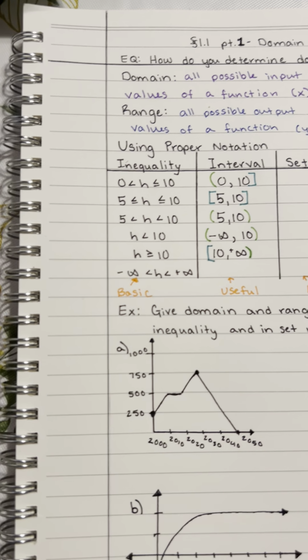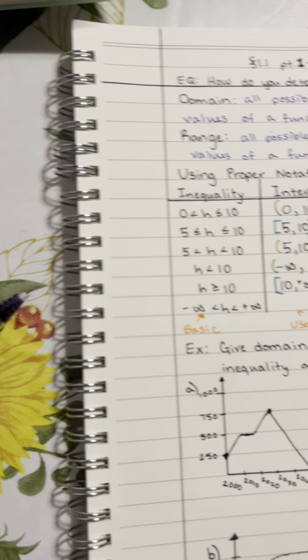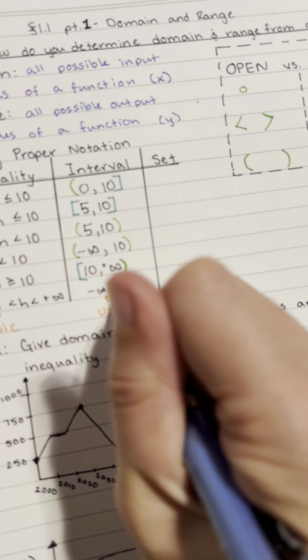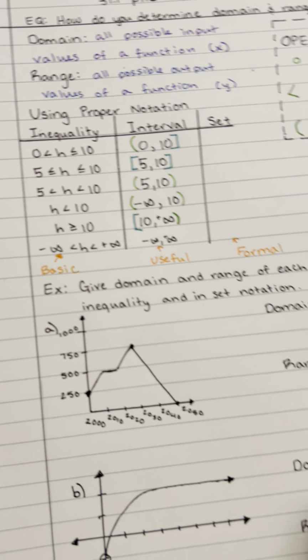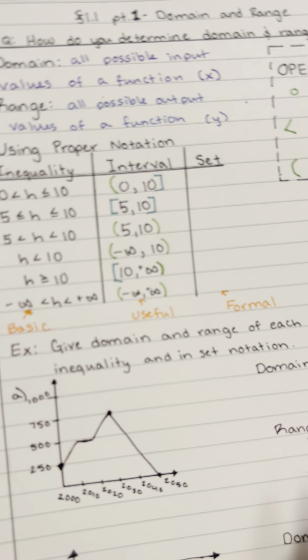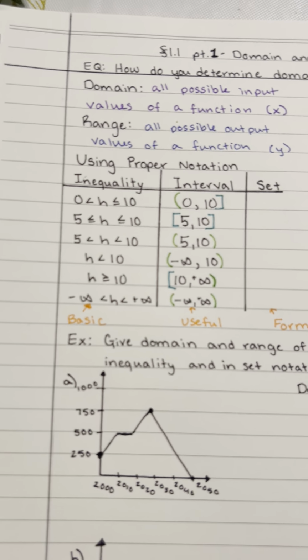Finally, we have from negative infinity to infinity. Negative infinity to infinity, we just write the numbers. And this one is going to be enclosed in parentheses because negative infinity and positive infinity are not actual numbers, they're ideas. So it's just the idea that it could be any number you could think of.